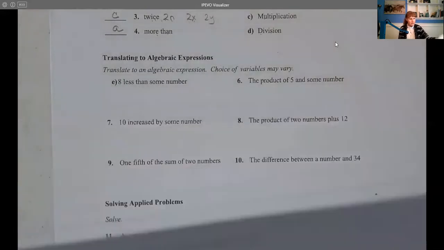So let's look at this E. Why they didn't put a 5, I have no idea.